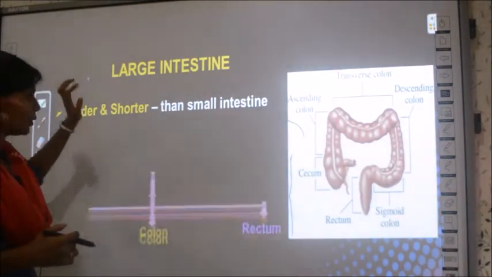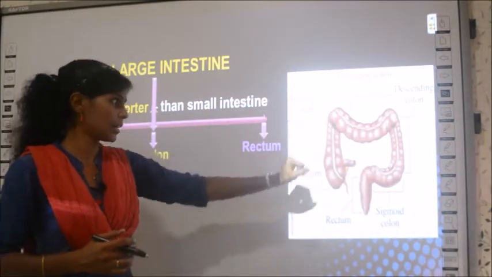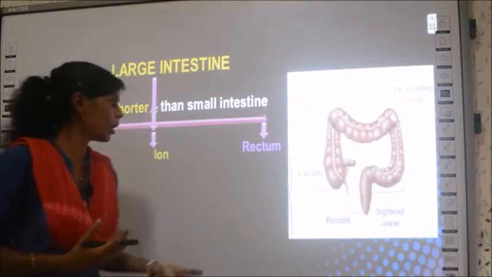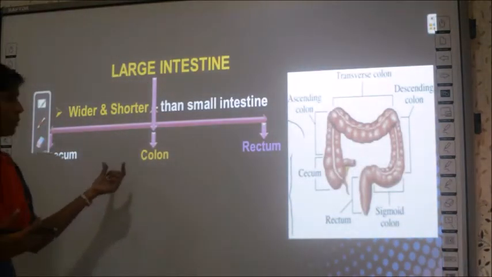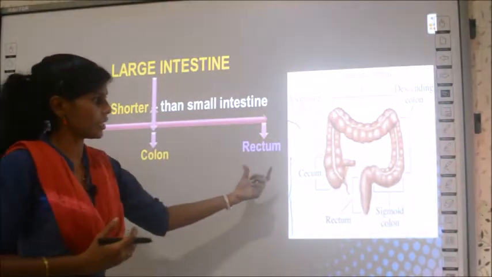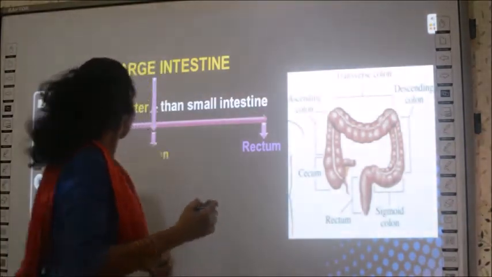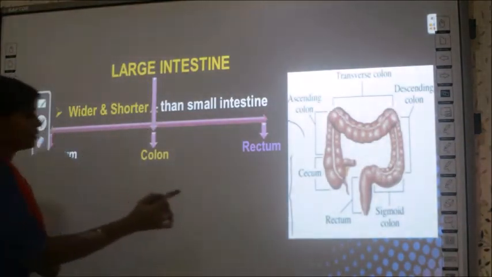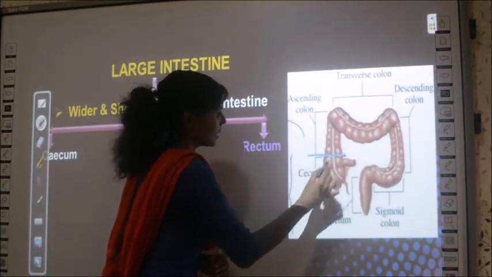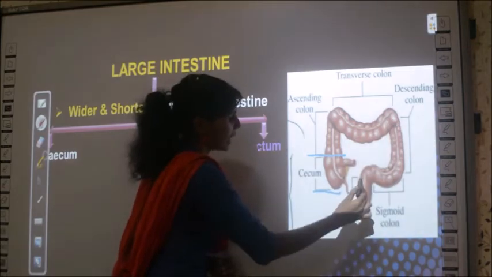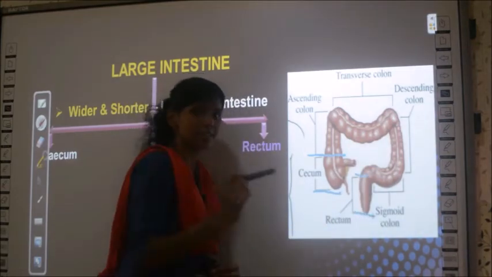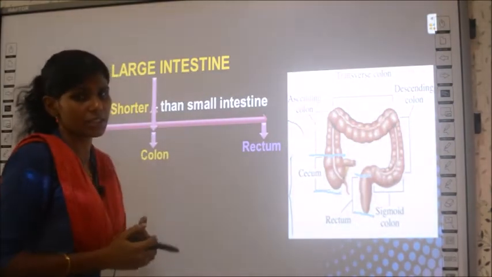I told you there are three parts in the large intestine. What are they? They are called cecum, C-A-E-C-U-M, colon and rectum. So this is the cecum, and then you have the colon, this is all colon, and this is the rectum. These are the three parts of the large intestine.